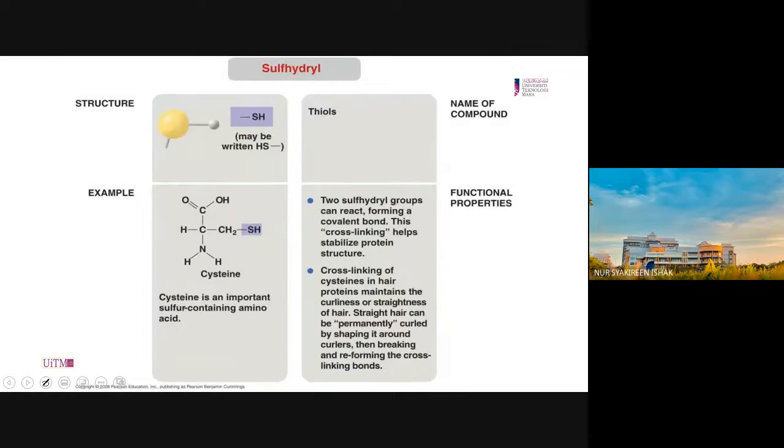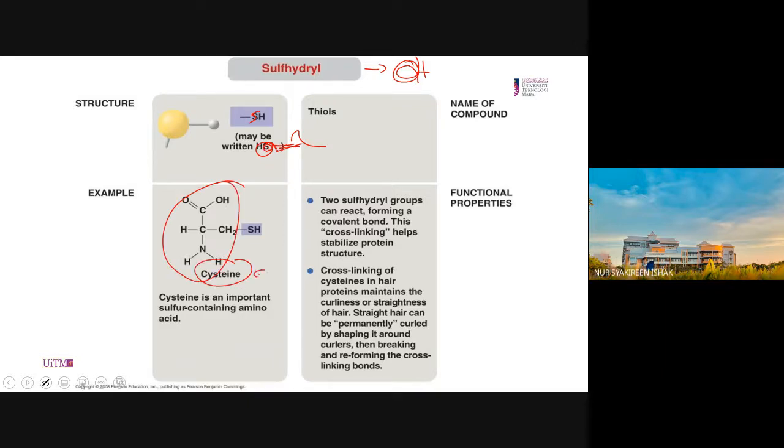The next one is sulfhydryl. Earlier I said the sulfhydryl formula is roughly the same as OH, but instead of O, it is replaced by sulfur. So it is written as SH. This means the bond between the sulfhydryl and the rest of the molecule is between the sulfur and the rest of that molecule. So the bond must be between sulfur and the molecule attached to it.